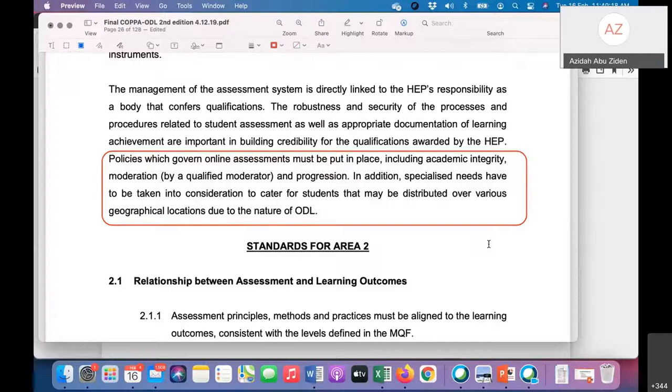Okay, and then if let's say you are doing exam online without proctoring, how do you know that the students, the ODL students who are taking the exam, is the real students who are learning with you? Alright, the lecturer pun kadang-kadang tak kenal student, jumpa dalam online saja. So how do you make sure that the students are really the person who has been studying in UMS, for example? So mesti ada prosedur macam mana you identify.